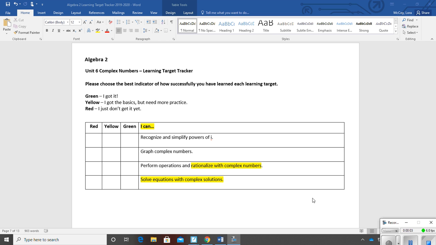Pre-calculus. Today our learning target is I can rationalize with complex numbers. So we're going to be looking at some division problems. And I can solve equations with complex solutions.